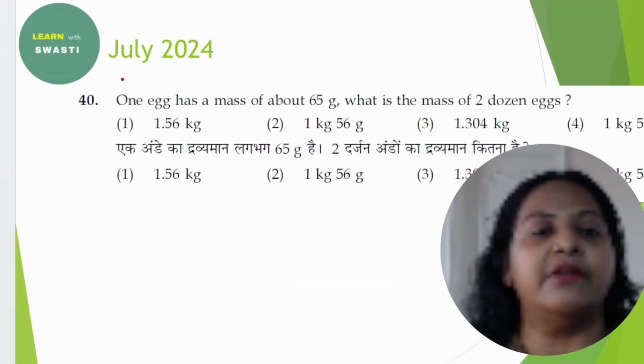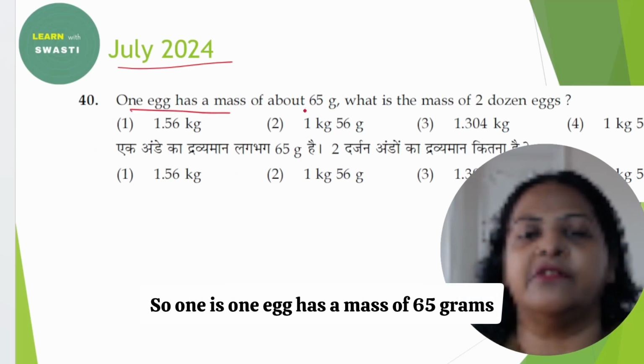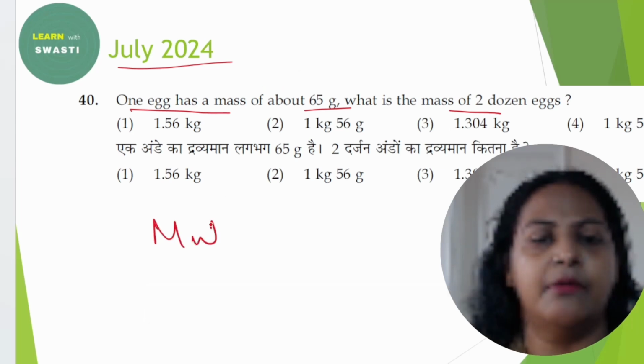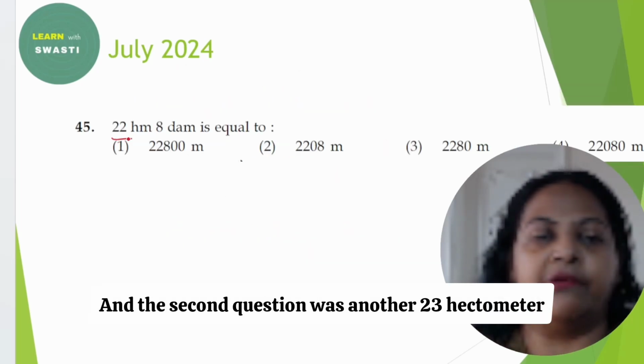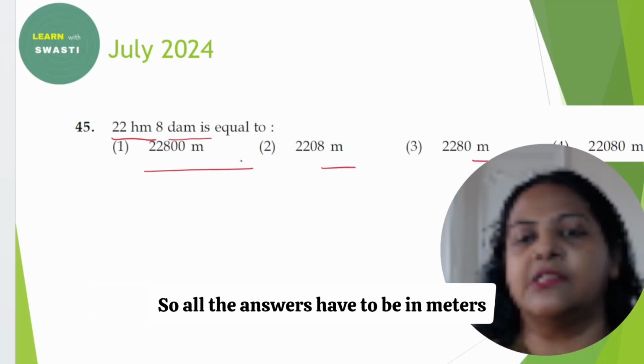In July 2024, we had 2 questions. One is, one egg has a mass of 65 grams. So what is the mass of 2 dozen eggs? So this is basically a multiplication sum, but you need to know how to multiply. And the second question was another: 23 hectometer and 8 decameter is equal to how many meters? So all the answers have to be in meters.